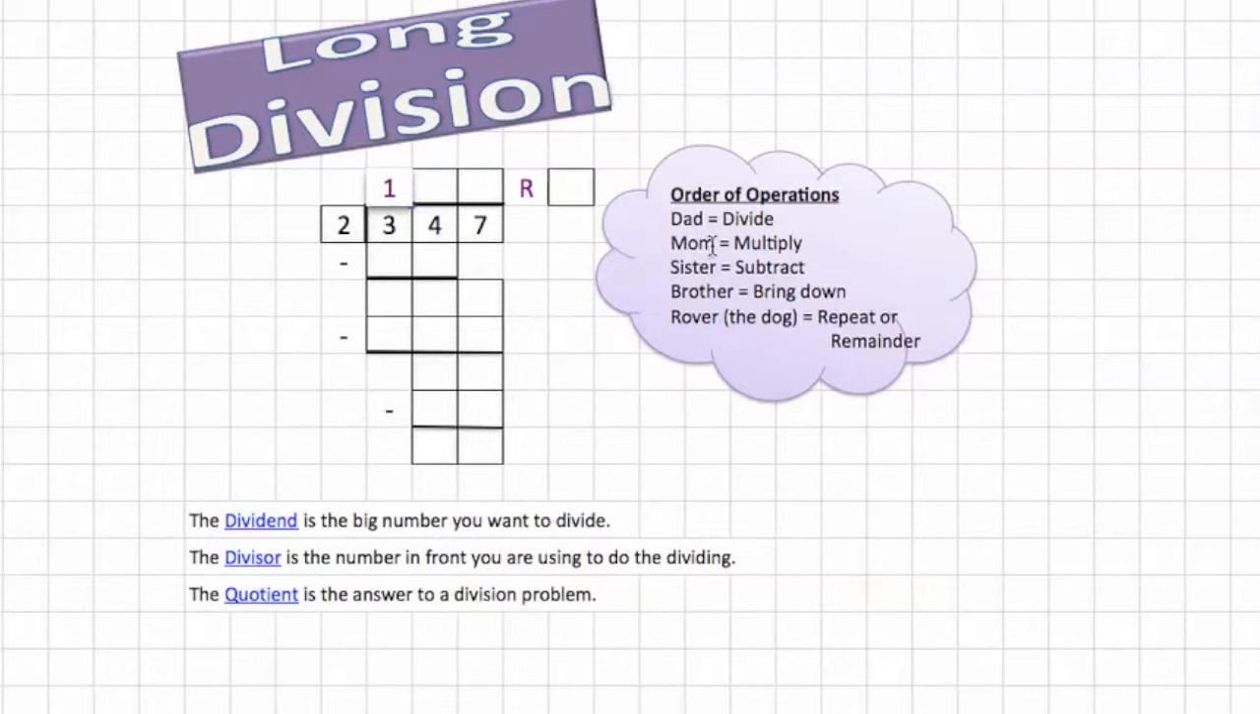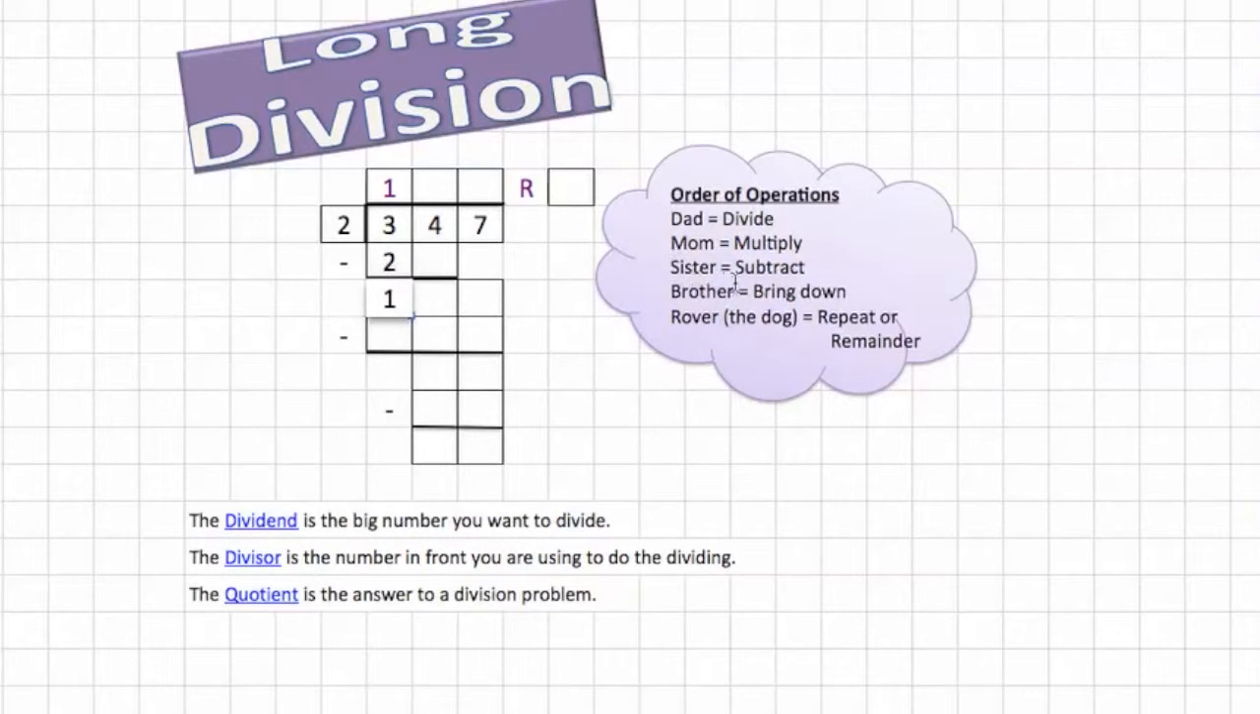Then you go to mom and multiply. 1 times 2 is 2. Then you go to sister, subtract. 3 minus 2 equals 1. And again, once you do each of these problems, it's like its own little problem. If you have to borrow, you can do that. Just remember, this is its own little problem.